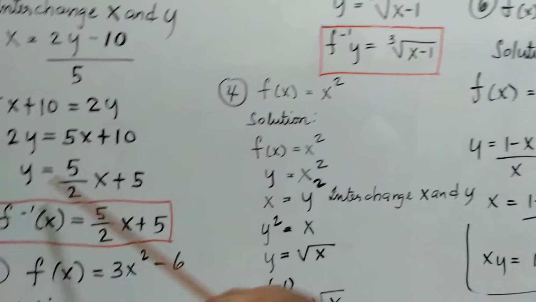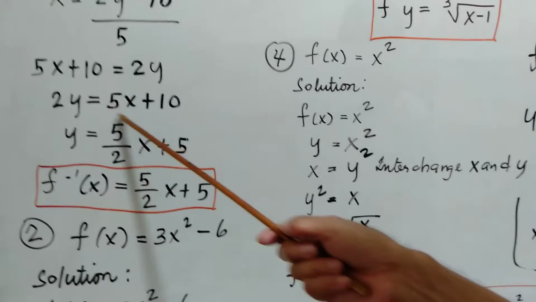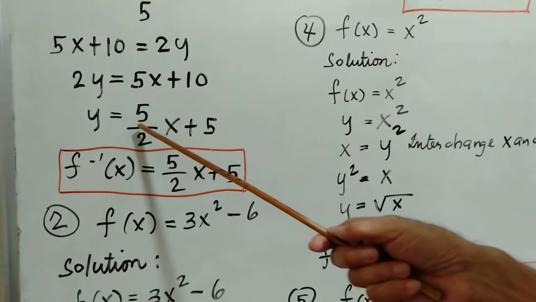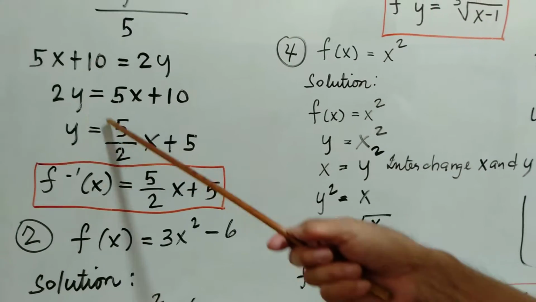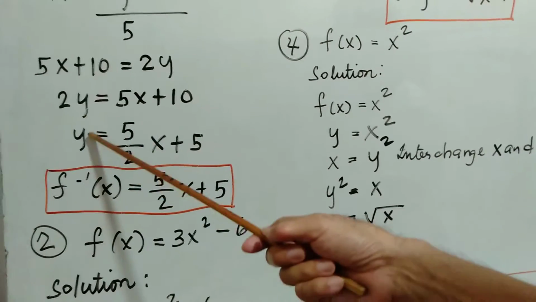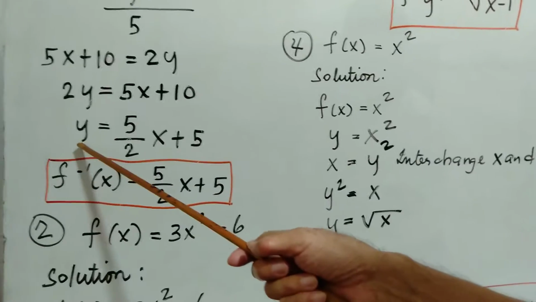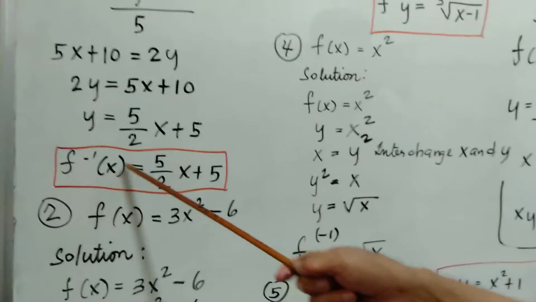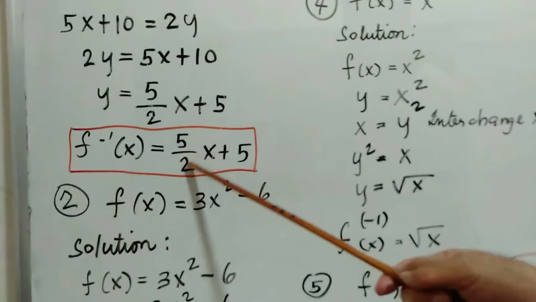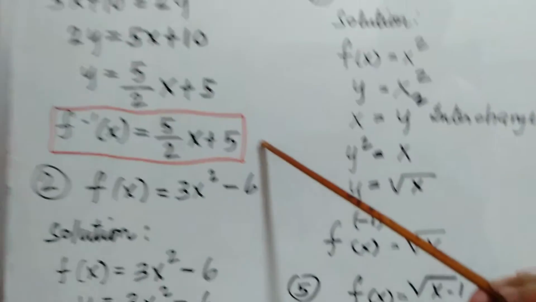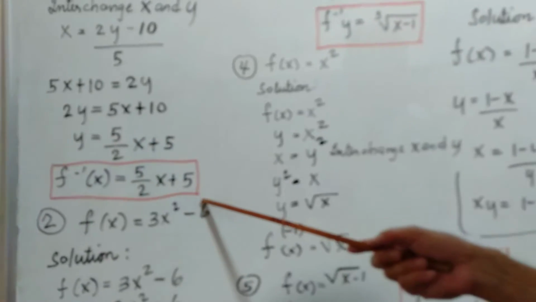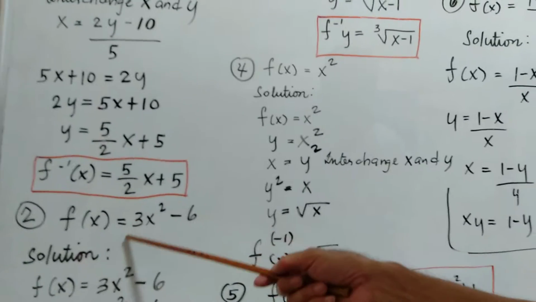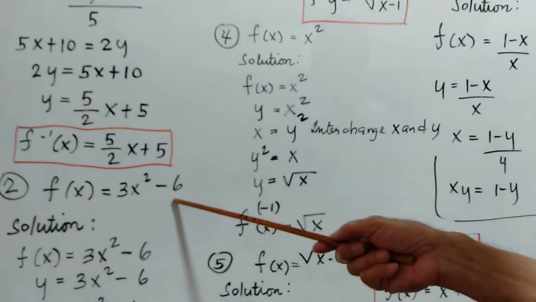So this will be our inverse of the given function, and we just change this to a symbol. The inverse of the given function is x is equal to 5 over 2 x plus 5. So this will be our first answer. For the second problem, f of x is equal to 3x squared minus 6.